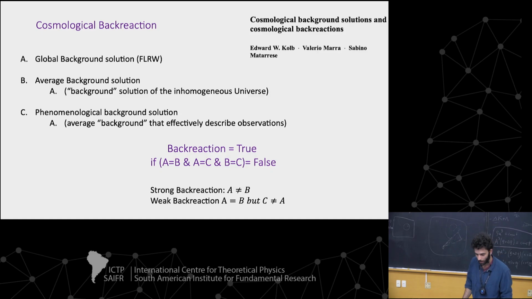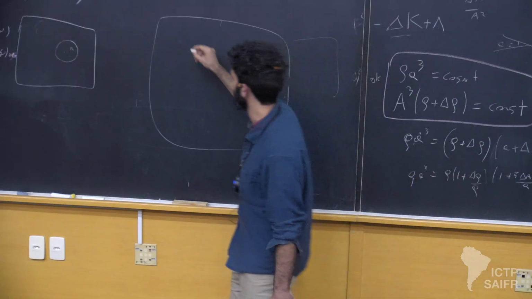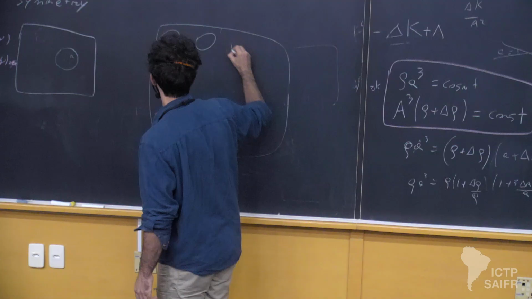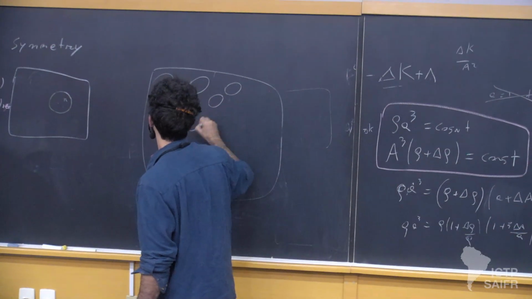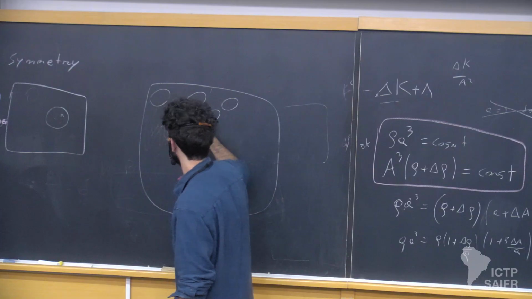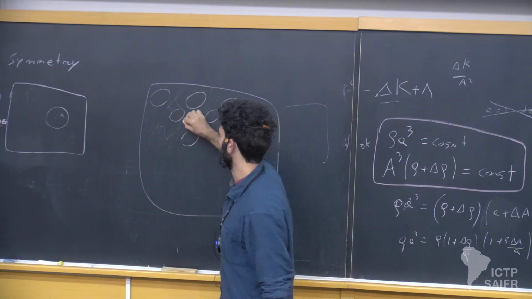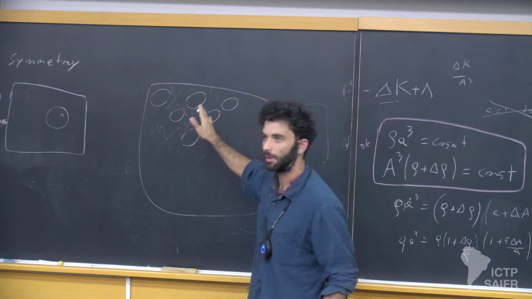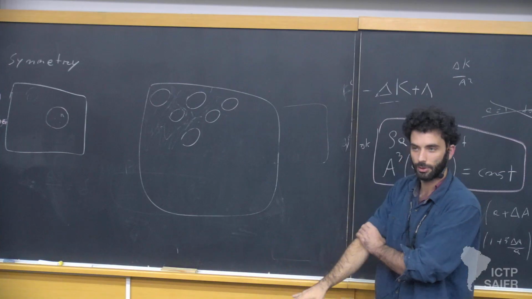To give a flavor of what this could mean, imagine a universe which is so-called Swiss cheese, so filled with voids and clusters, in which the voids are the holes in the cheese. And here there is a homogeneous Friedman background everywhere. This has been done in many different ways, but it's really called the Swiss cheese universe.